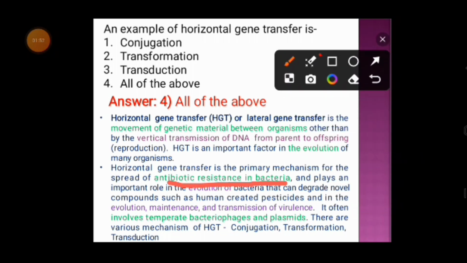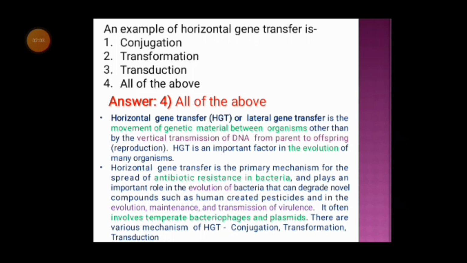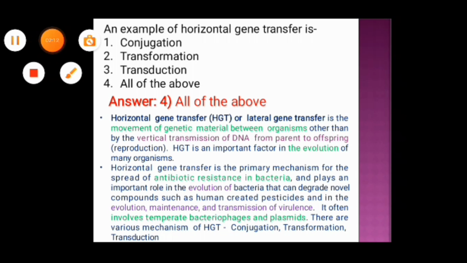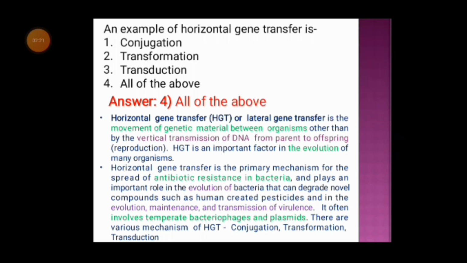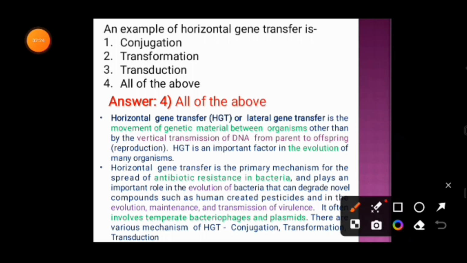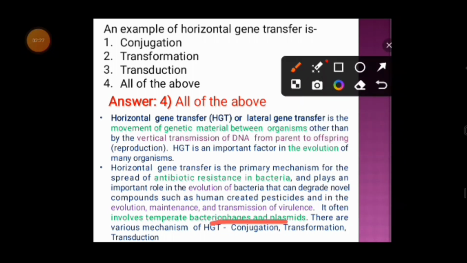It plays an important role in the evolution of bacteria that can degrade noble compounds such as human-created pesticides, and in the evolution, maintenance, and transmission of virulence. So, horizontal gene transfer is not only the primary mechanism for antibiotic resistance in bacteria, but it also plays an important role in evolution in bacteria and in the maintenance and transmission of virulence. It often involves temperate bacteriophages and plasmids. And as we have already discussed, the examples of horizontal gene transfer are conjugation, transformation, and transduction.